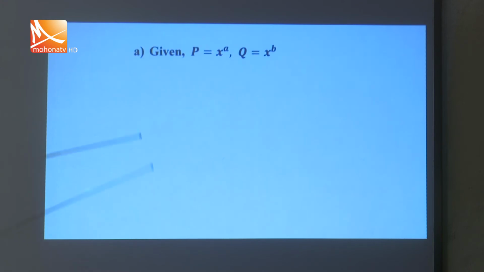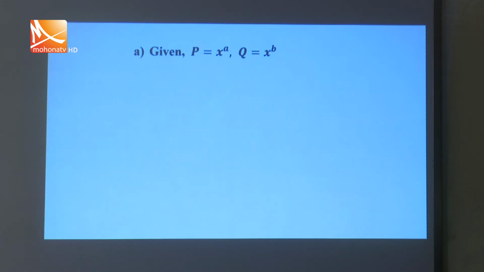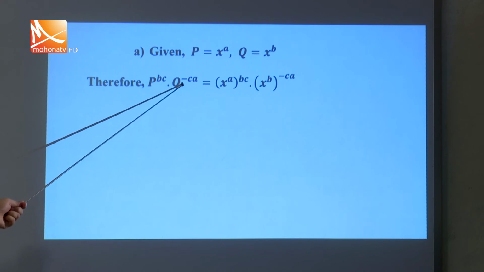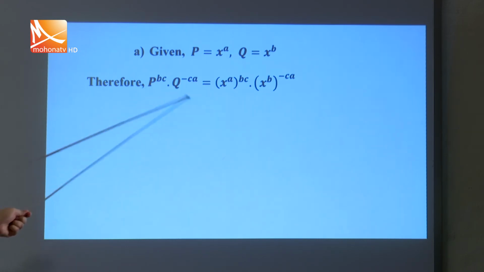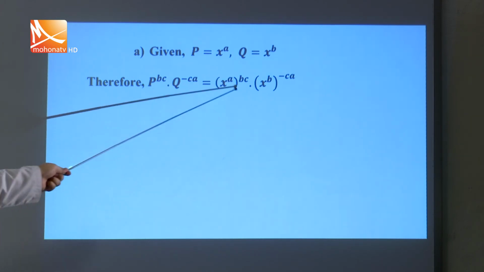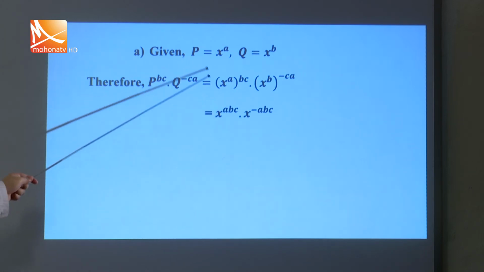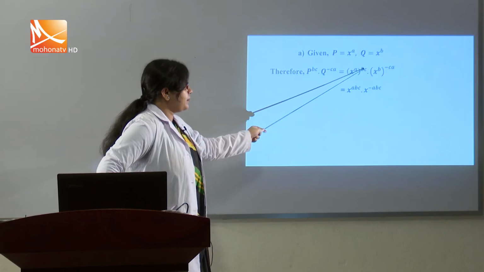So here we have p equal to x to the power a and q equal to x to the power b. So the given expression is p to the power bc into q to the power minus ca equal to, we can put the values of p and q here. So x to the power a, whole to the power bc, into x to the power b, whole to the power minus ca, and we can multiply them: a into bc.